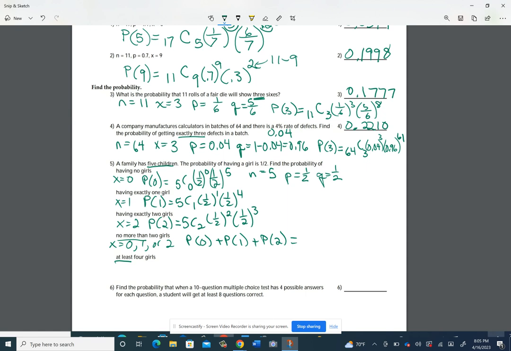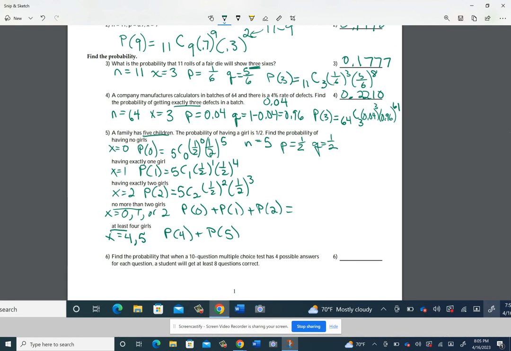And then at least 4 means you could have 4 or 5 girls. So that means you'll have to do the probability of exactly 4 plus the probability of exactly 5 girls. And that we hadn't set up earlier, but we've been setting those up. So you would set it up very similarly to what we did on the earlier ones on question 5. All right, let's look at question number 6.